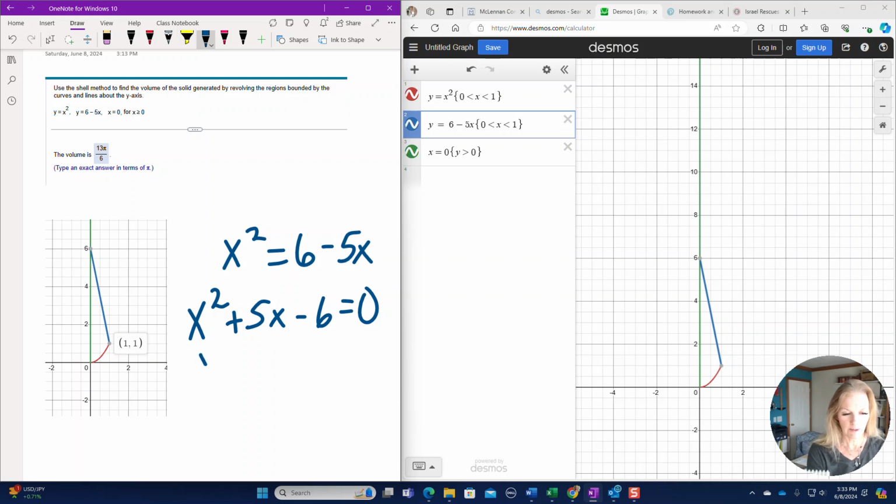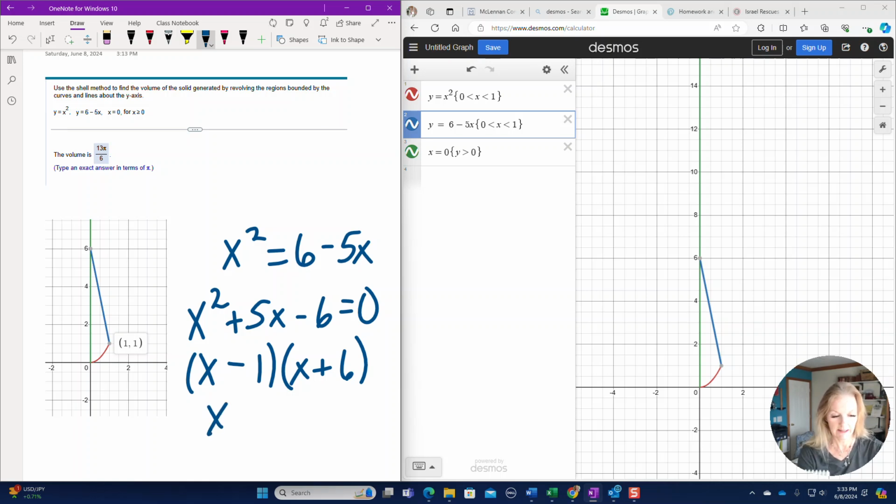And then this one factors quite nicely. That would be x minus, let's see, what is that? That's going to be x minus 1 times x plus 6, however you factor. And then you'll see that either x equals 1 or x equals -6. So they also intersect at -6, if you went over in the second quadrant, but they wanted it for x greater than or equal to 0. So that's how we knew that we were just going to take this point of intersection.